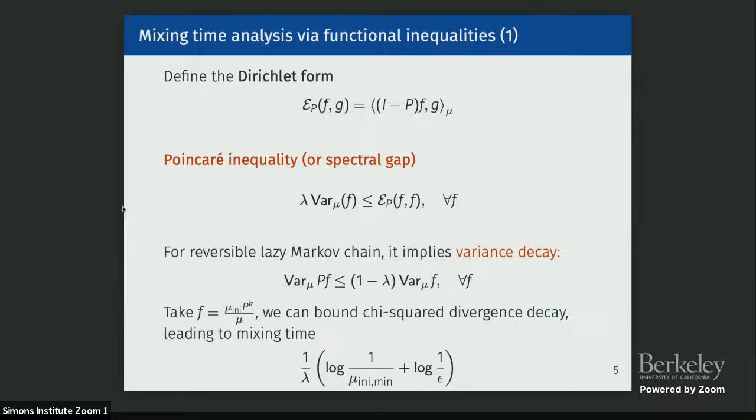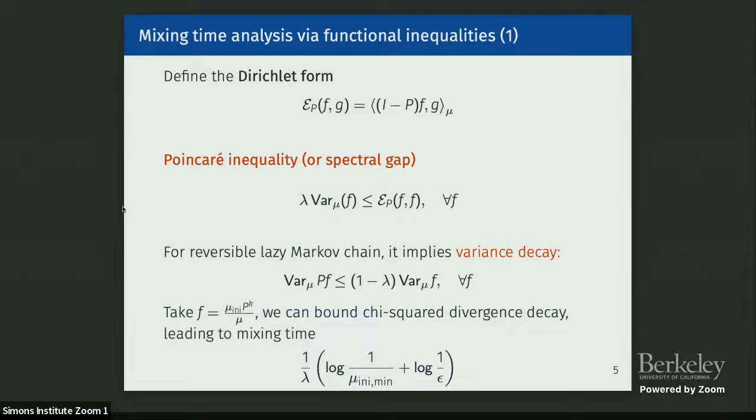Under this condition, you will be able to show that your Markov chain has some kind of variance decay. Apply one step of your Markov chain, and the variance decays at a rate of 1 minus lambda. Then if you apply this Markov chain k times, the variance decays at (1 minus lambda) to the power k. So you can chain this variance decay and get some kind of bound on the KL divergence between the measure at iteration k and the target measure, and that will lead you to a mixing time of this form.